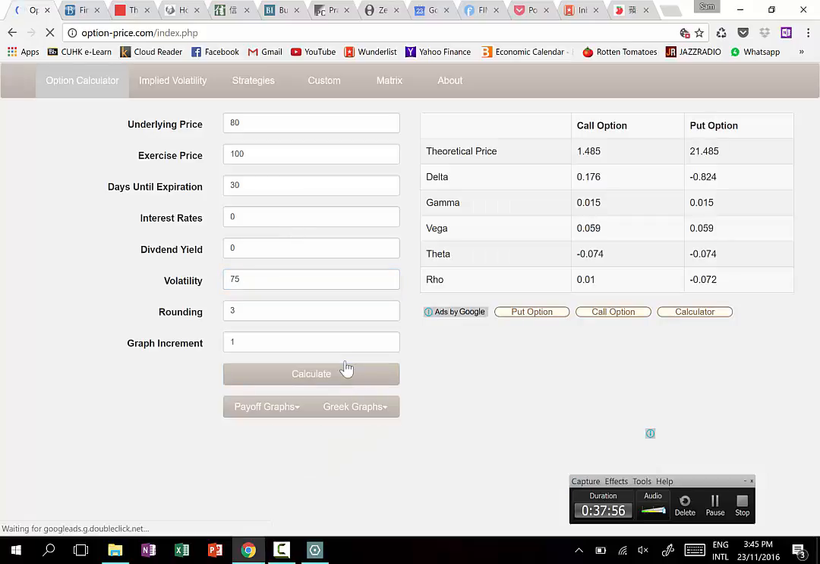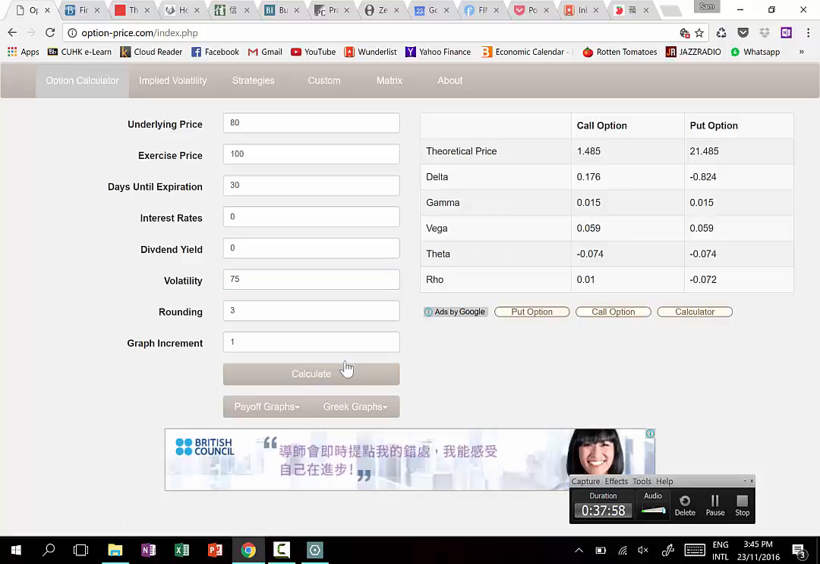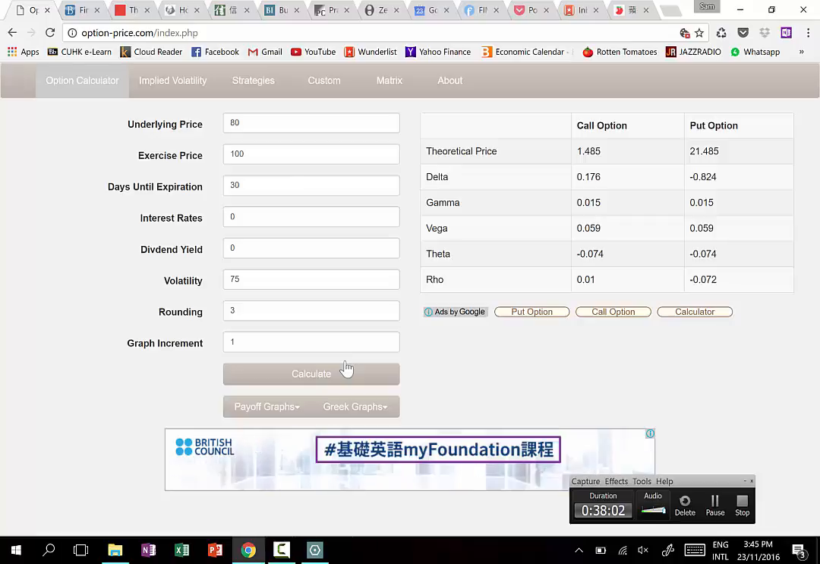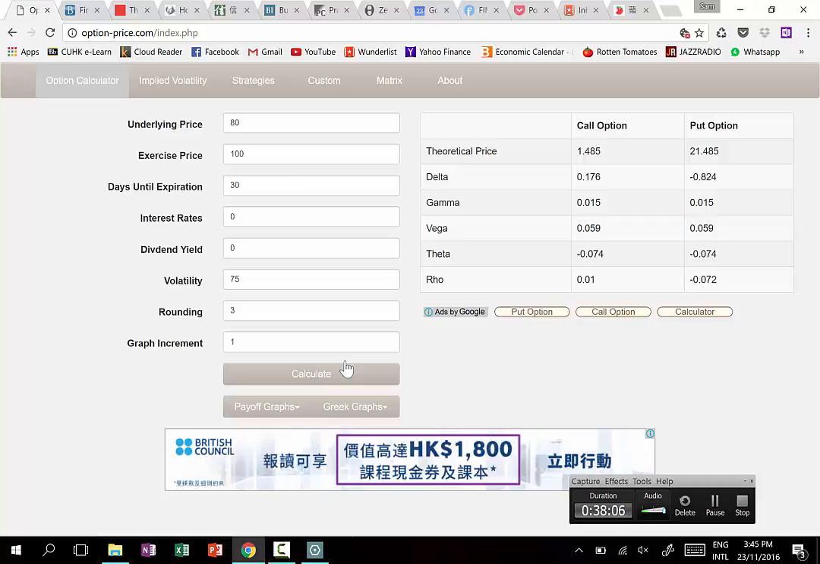Now you can see the put price, even though it's so deep in the money and it normally doesn't really have a lot of sensitivity to Vega, if you pump it up high enough, it will jump, and the price has now increased by $1.50, which is actually quite a lot.